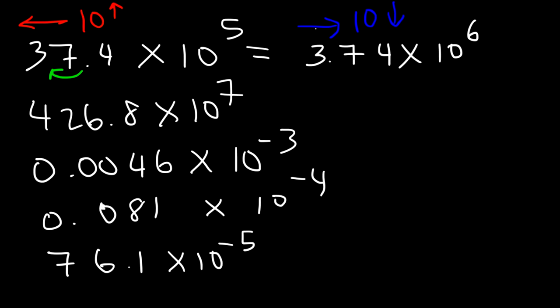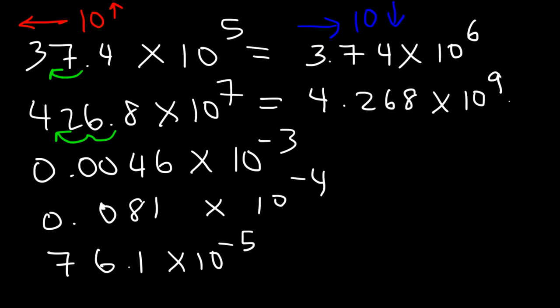Now let's try the next one. So this time we got to move it 2 units to the left. So the exponent should increase by 2. So it's 4.268 times 10 to the 9. Now, for the third example, we need to move the decimal 3 units to the right. So therefore, we need to decrease the exponent by 3. So it's going to be 4.6 times 10 to the minus 6.